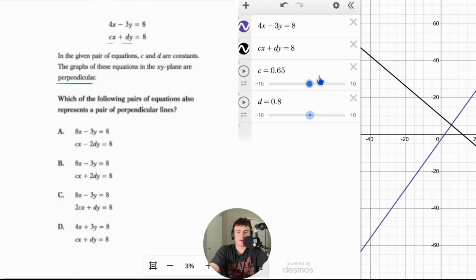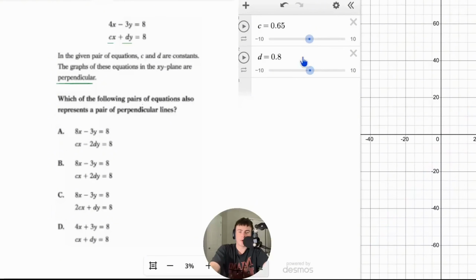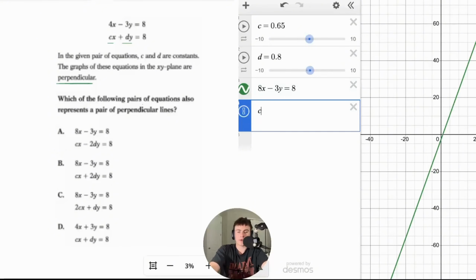The mistake I see here is people just delete C and D. You need C and D to find these perpendicular lines because C and D are like your variables. You have to apply them to your options as well. You can't just delete C and D. That makes no sense. You want to delete your original equations because now you solve for C and D. You don't need the old ones anymore. And just type in the options and see which ones are perpendicular, otherwise known as 90-degree angles.